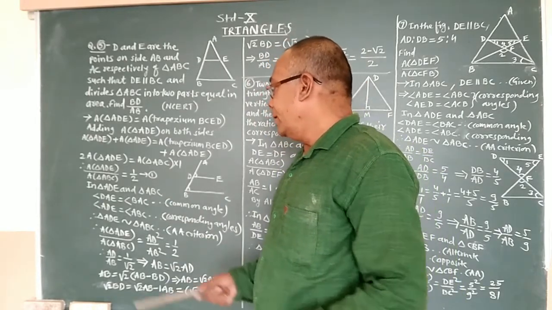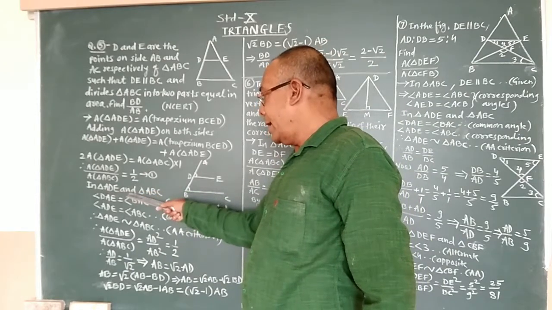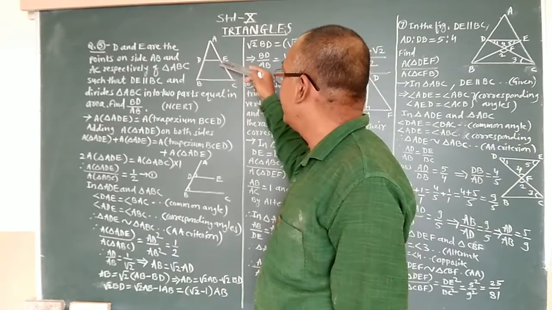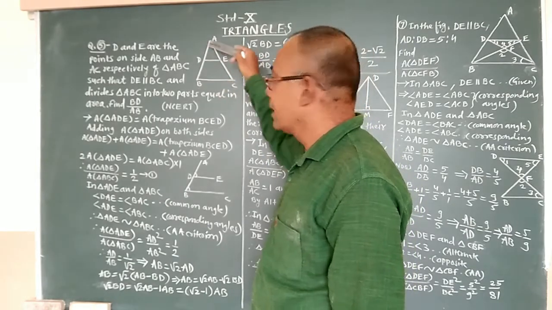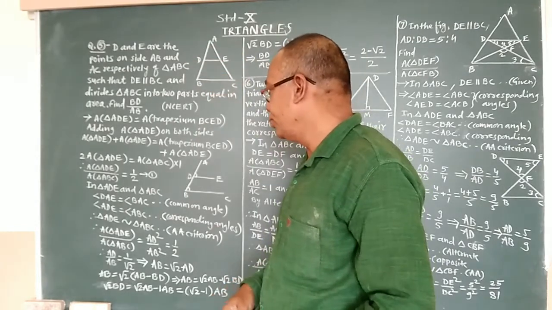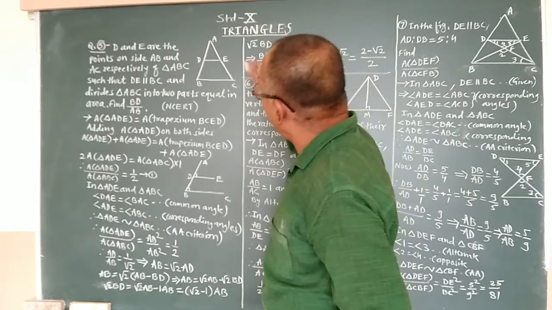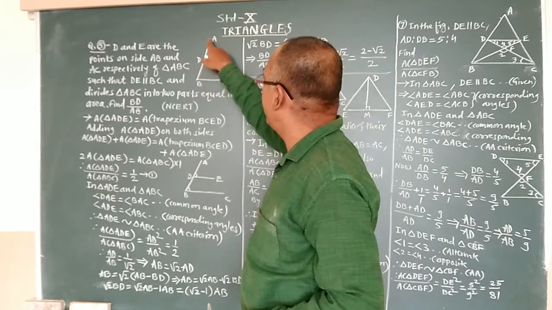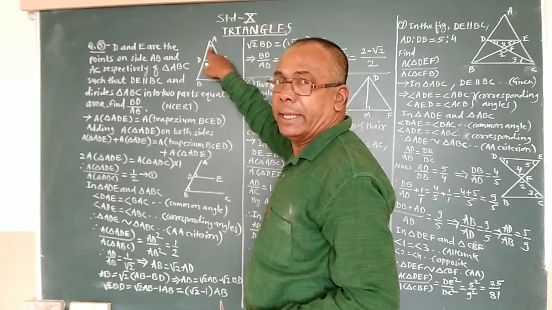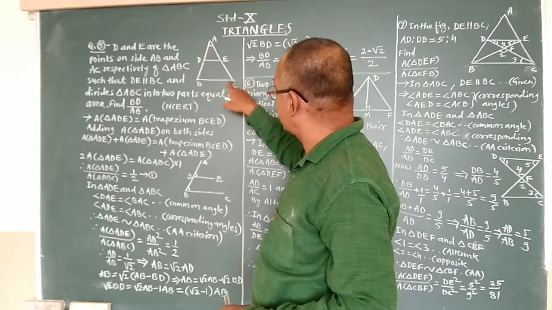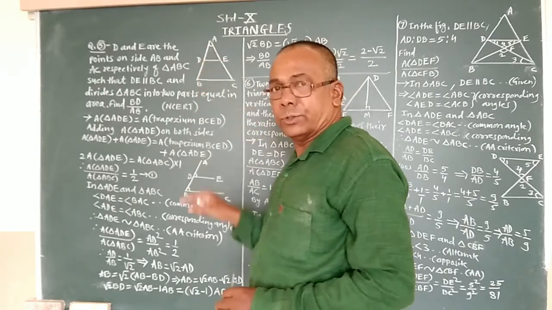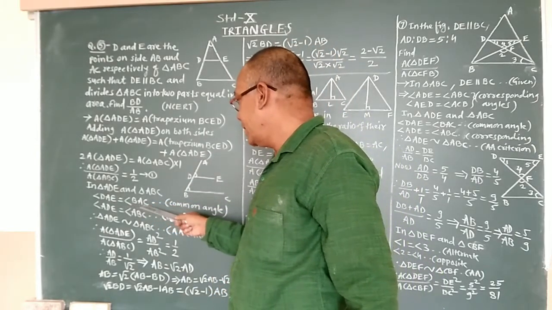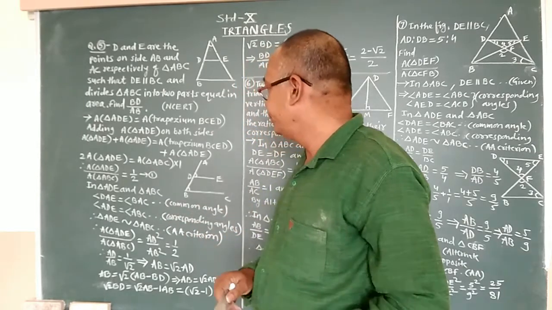Now, we have to consider the two triangles, triangle ADE and triangle ABC, in which angle A is the common angle of both the triangles, that is BAE of triangle ADE, similarly BAC of triangle ABC. So A is the common angle, so angle BAE equals angle BAC.